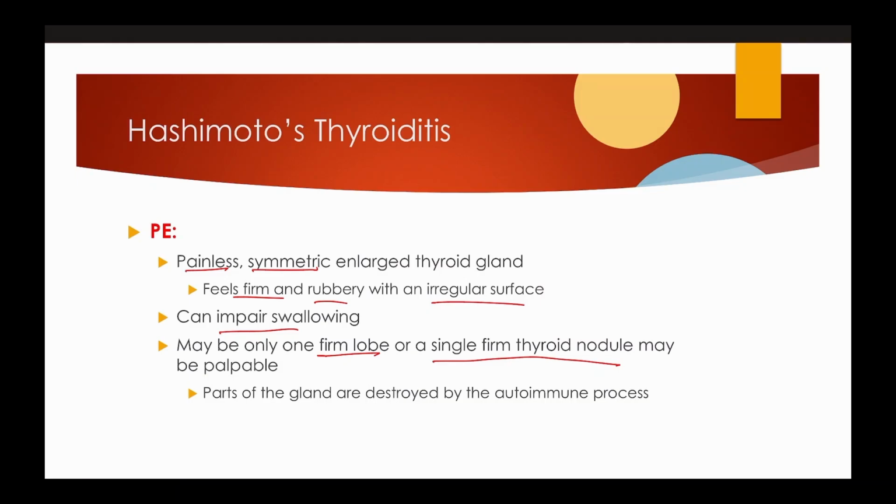And remember, as the disease progresses, parts of the glands are destroyed. So it may feel weird because you're destroying part of that tissue. So it's going to go away, necrose and die off and atrophy. So you'll feel some irregularities on the borders there.